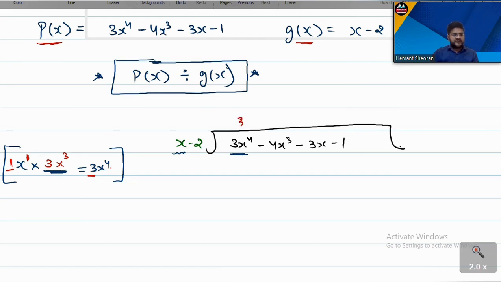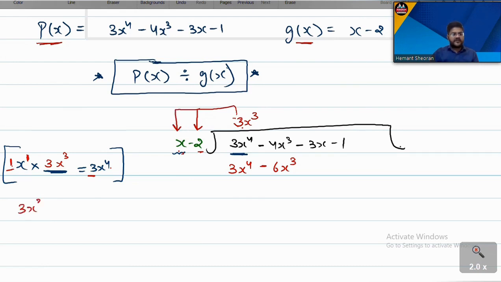So first of all, we're going to multiply the divisor by 3x cube. This 3x cube is not only going to multiply with x, we have to multiply 3x cube with this 2 as well. So what answers will we have? 3x cube times this x will give us 3x raised to power 4. Then 3x cube times negative 2 will give you negative 6x cube. Get it? Yeah. We need to multiply it by 2 and we need to multiply it by x as well.